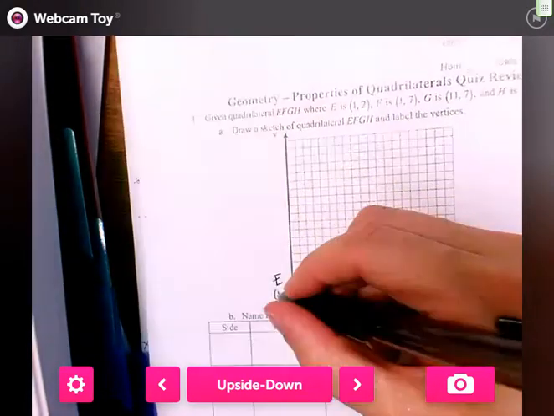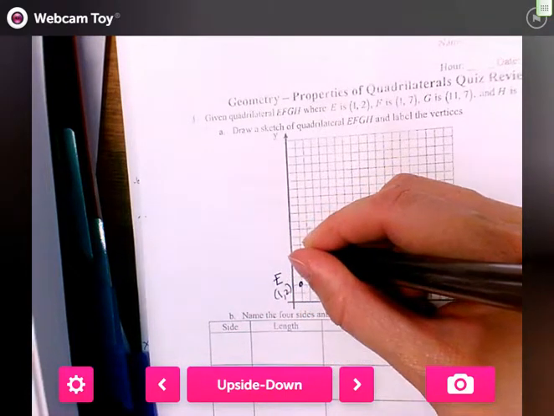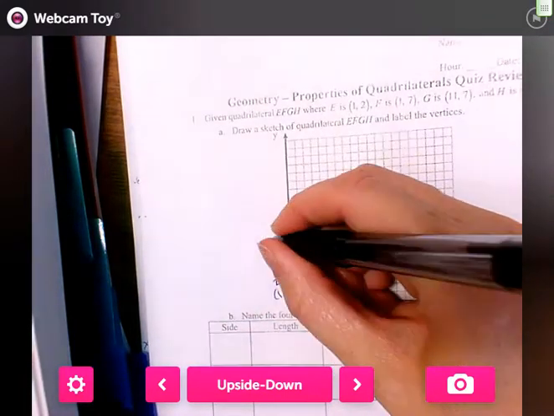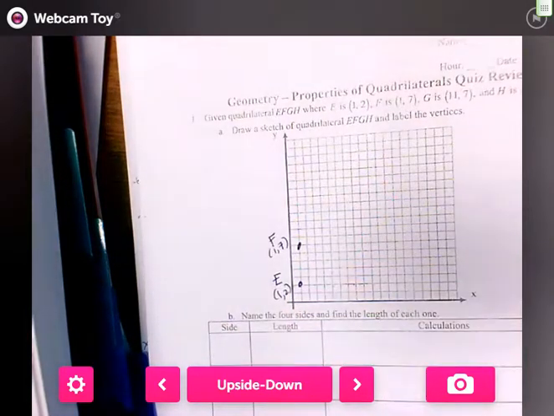For F, I'm going to go over 1, up 7. 2, 3, 4, 5, 6, 7. F, over 1, up 7. So far, so good? You guys agree? You guys are doing this with me, or you're looking at your own?